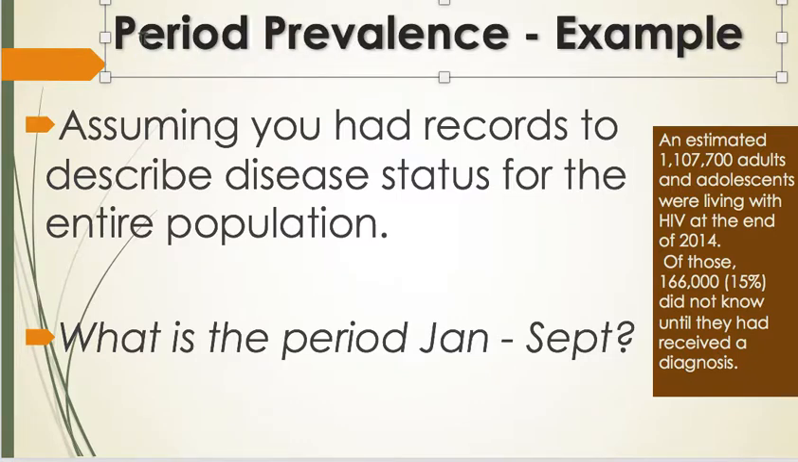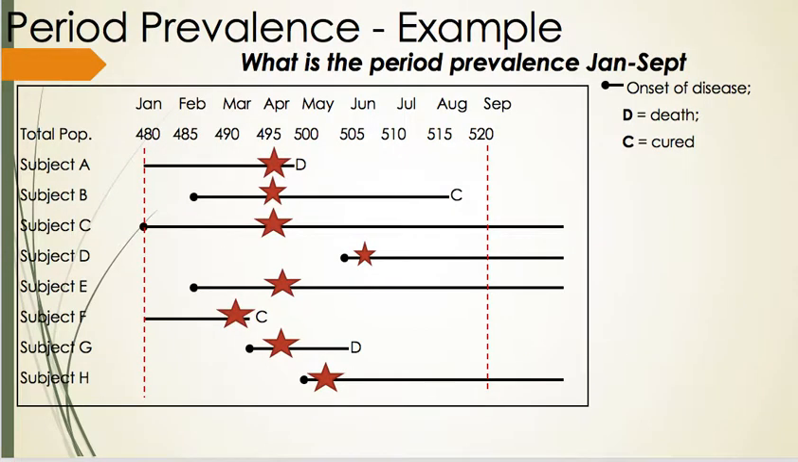So now let's take a look at period prevalence. Again, assume we have the records for an entire period of time, and we want to know what the prevalence is between January and September. Here's our data. How many cases did we have between January and September?